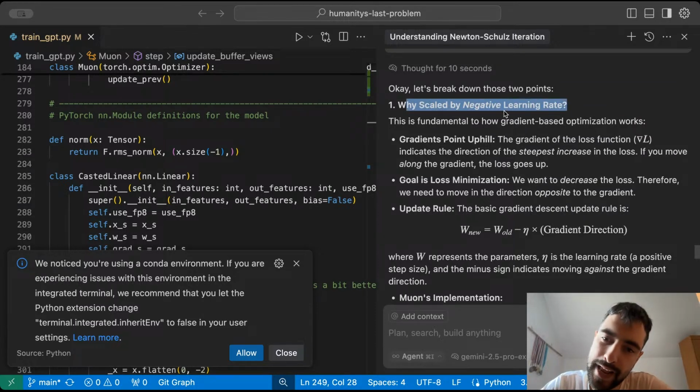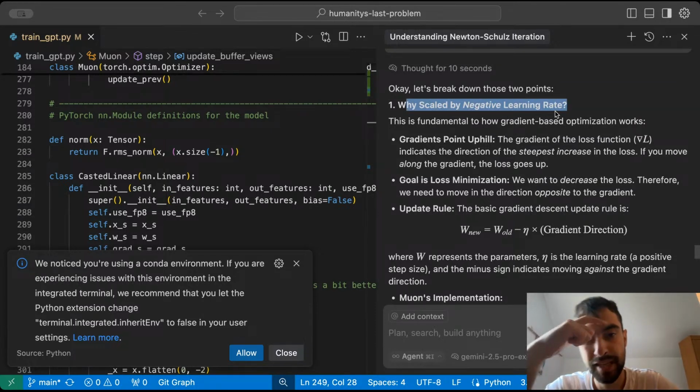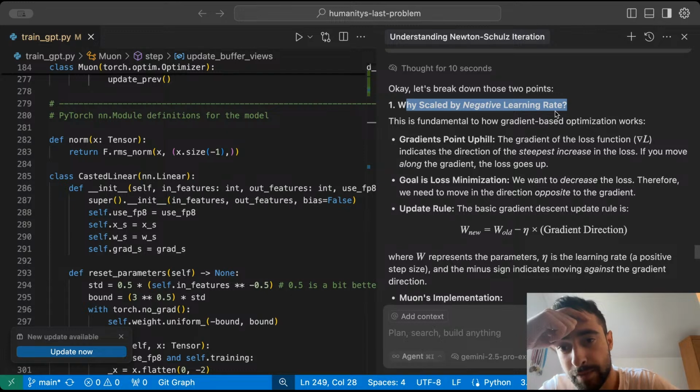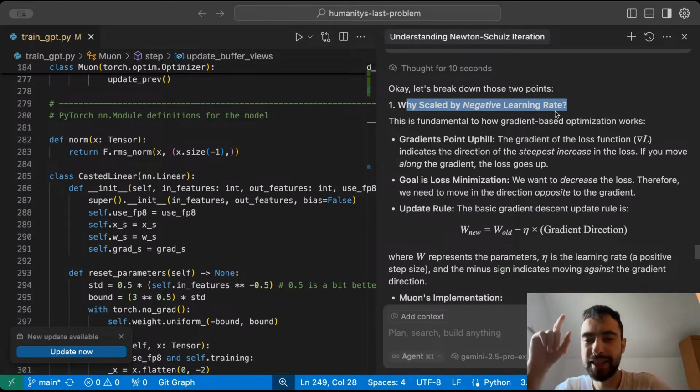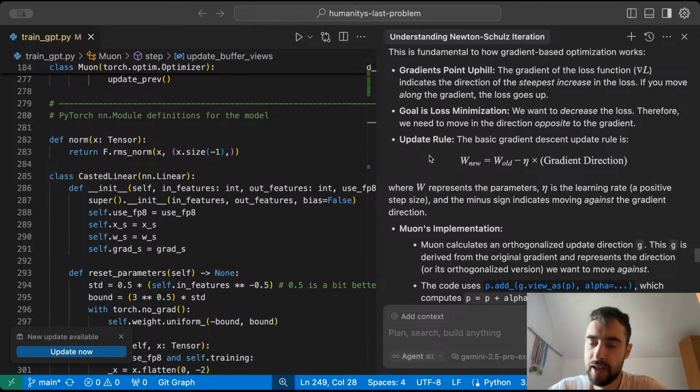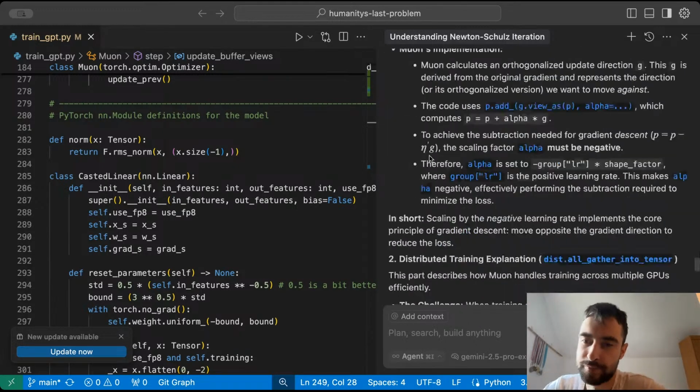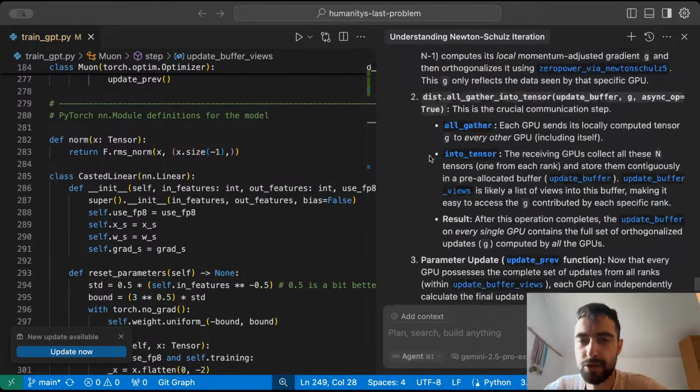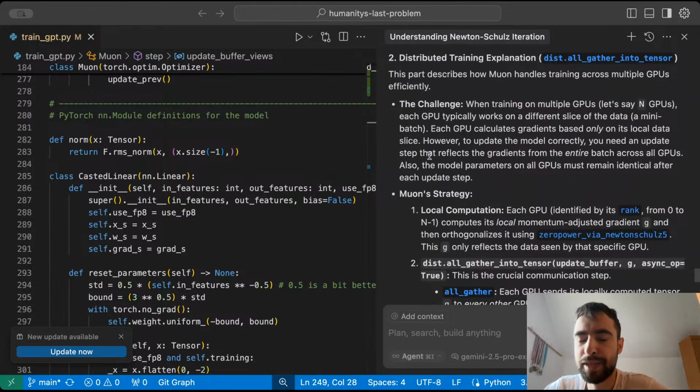Okay, why scaled by negative learning rate? This is fundamental to how gradient-based optimization works. Gradients show where the loss function is ascending, so you want to go in the opposite direction. That's why it's negative. And the learning rate is just to make the update less, not too big, since gradients are big.